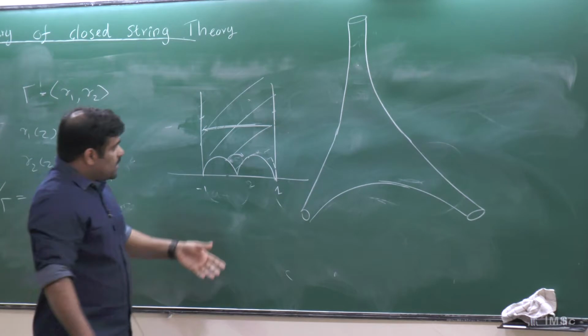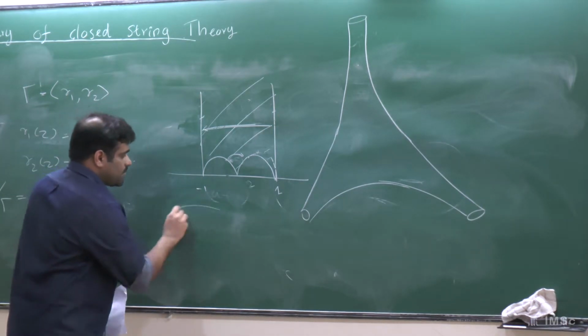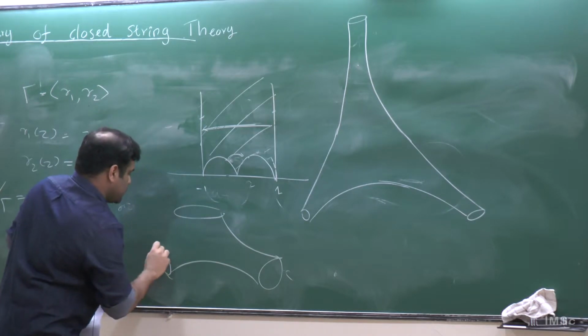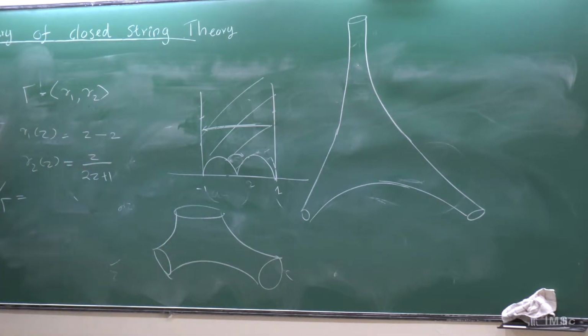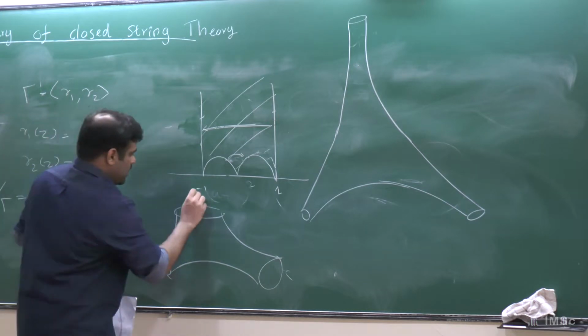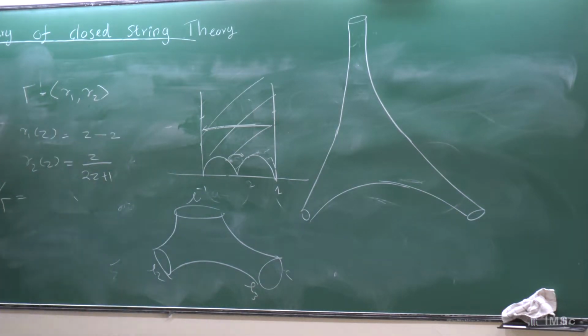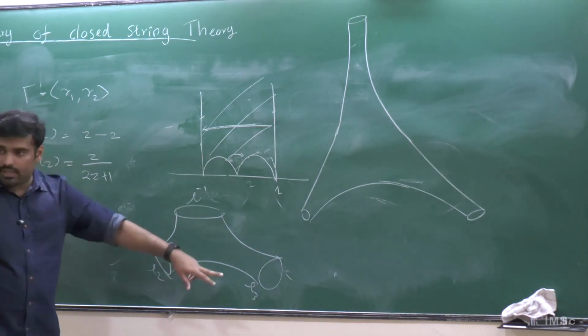Now you can also generate a pair of pants. A hyperbolic sphere with three borders. Say the border lengths are L1, L2, L3. So you can find the appropriate Fuchsian group gamma. So you can find the generators in terms of the length parameters L1, L2, L3.